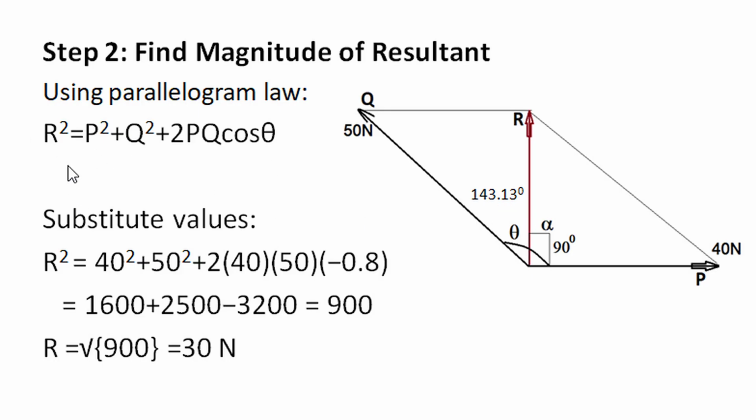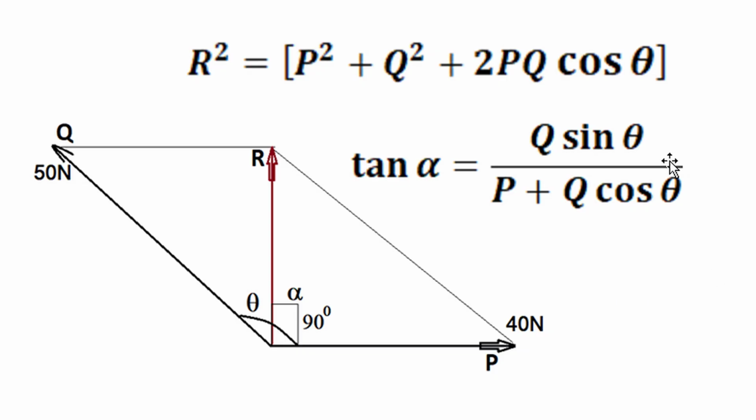We can use the magnitude relation, and resultant squared is P squared plus Q squared plus 2PQ cos theta. When we substitute the values, P is 40, Q is 50 and cos theta is negative 0.8. 40 squared is 1600, 50 squared is 2500, and when we multiply 2, 40, 50 and 0.8, this comes with a negative sign, 3200, and this subtraction gives a resultant value of 900, and when we take the square root, the magnitude of resultant comes as 30 Newton. So from the direction formula, we have obtained the angle between the two forces, and we have used that angle to find out the magnitude of resultant.